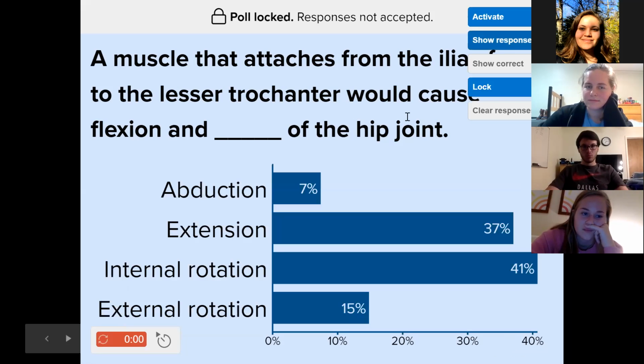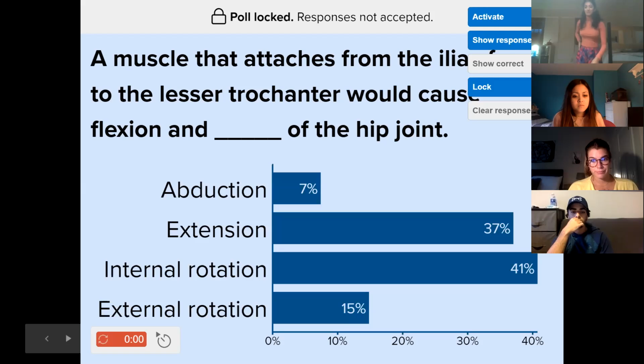Let's see what we thought. What happens when I do this? Can you see me? I don't even know if you can see me. Let me. Nope, you can't see me.